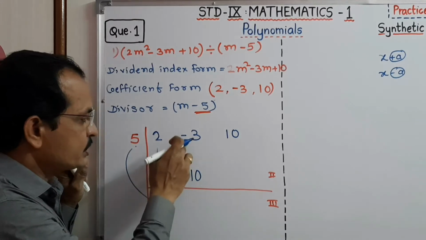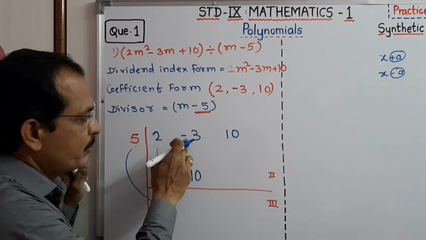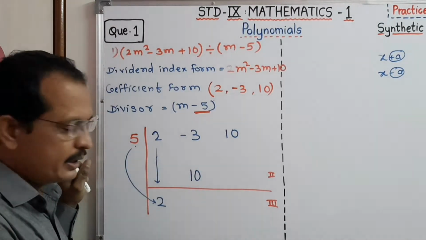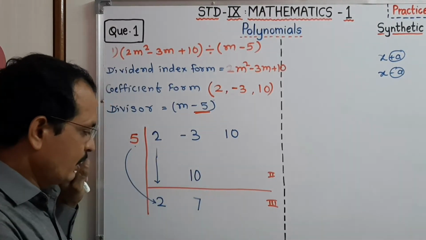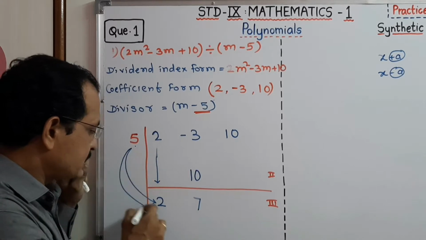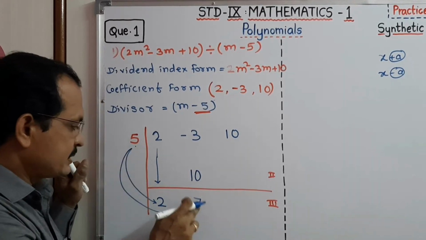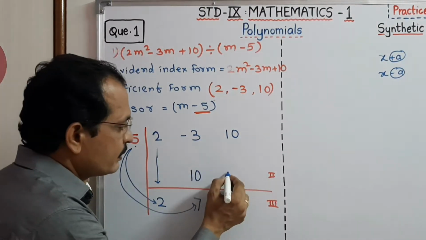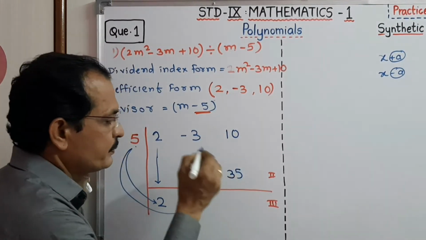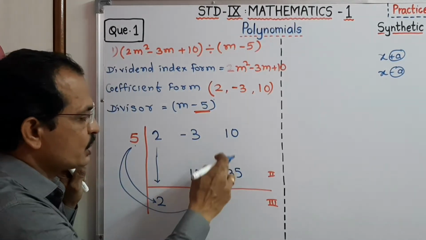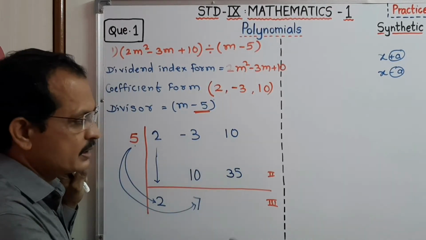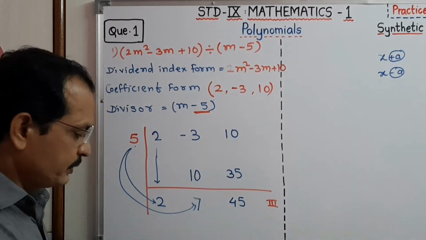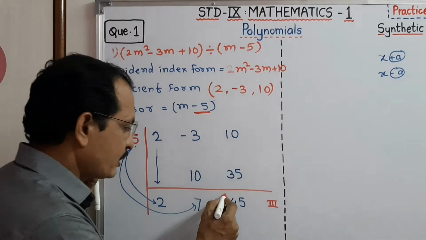Then do the addition or subtraction, whatever it may be. Minus 3 and plus 10, it is 7. Now multiply this 7 with this 5. 7 fives are 35. That 35 we have to write below this 10. Now do the addition of this plus 10 and plus 35. It is 45. Dear student, this 45 is our remainder.